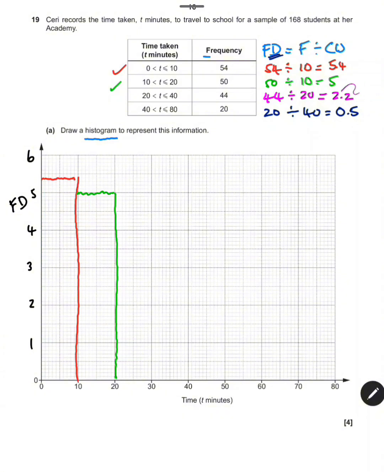Third frequency density is 2.2, but that goes from 20 to 40. So be careful, I'm going from 20 to 40 and up to 2.2. 2.2 is there. Make sure you go from 20 to 40. And then final frequency density is 0.5, and that covers a range 40 to 80. So 0.5 is here, and I'm going to go all the way from 40 to 80. That is a completed histogram for this question.